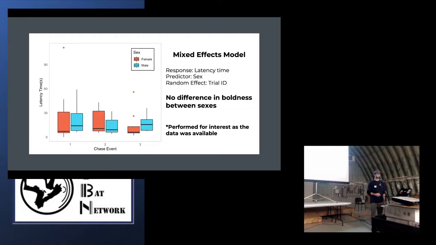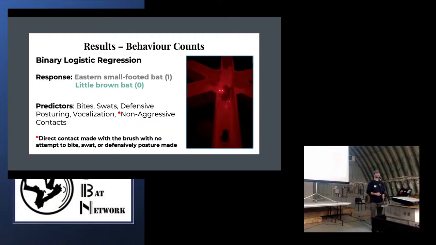Looking at the behavioral counts, you can see on the right there, this is kind of what the chase trials look like a lot of the time. Bats getting scared of the paintbrush and running away. I performed a binary logistic regression, which was a kind of cool way of doing it. I set the eastern small-footed bat as ones with the little brown bats being zeros. And using counts of the behaviors from my defined behaviors, I used those as predictors and saw whether or not any of these behaviors are more associated with one species or the other.